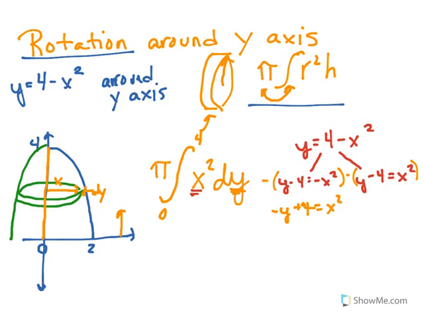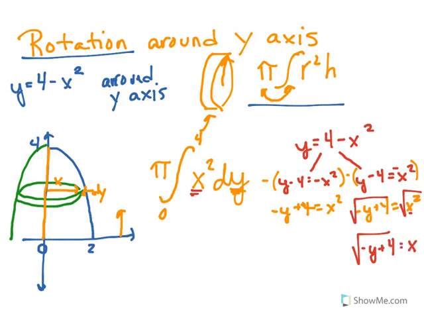And over here I get negative y plus 4 equals x squared. There should be a minus sign there. I don't know where it went. And this one I've gotten down to x squared. If I wanted to get x by itself on this one right here, I could just square root both sides. And I'll get the square root of negative y plus 4 equals x.